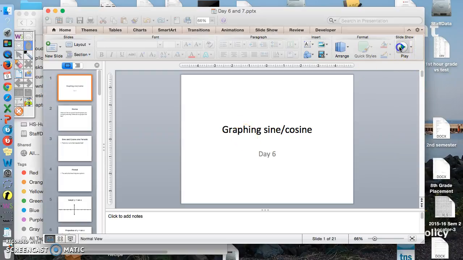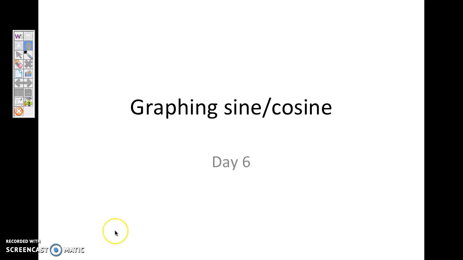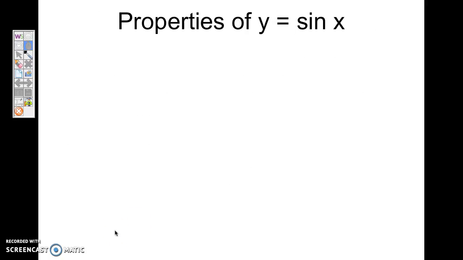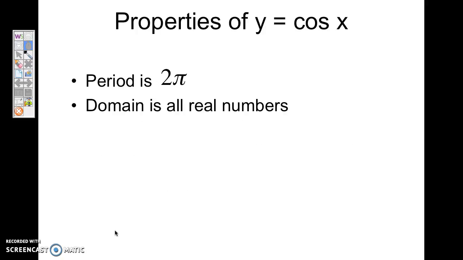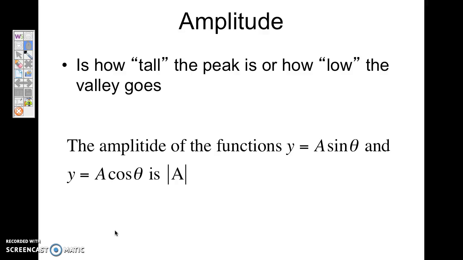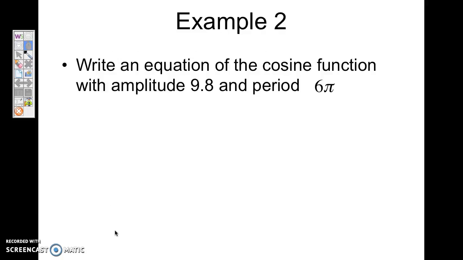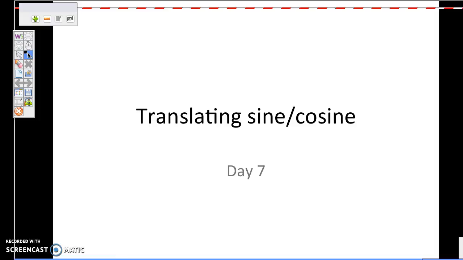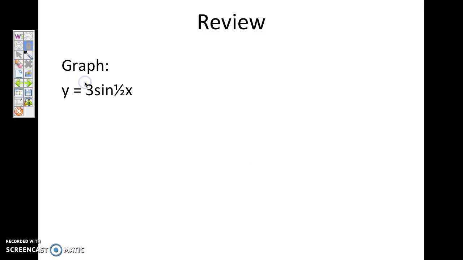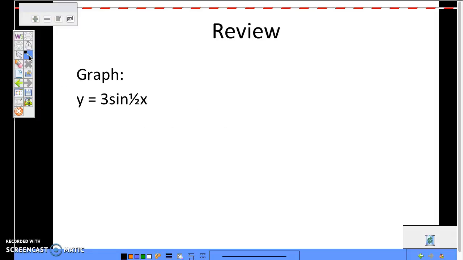Today we're going to look at graphing once again. Yesterday we took a look at day 6, some basic graphing with amplitude and period. Today we're going to take a look at what happens when you shift this graph up and down, as well as horizontally. So we're going to talk about translating these sine and cosine graphs. We're going to go through one from yesterday.